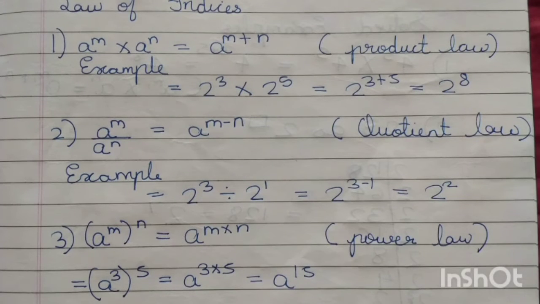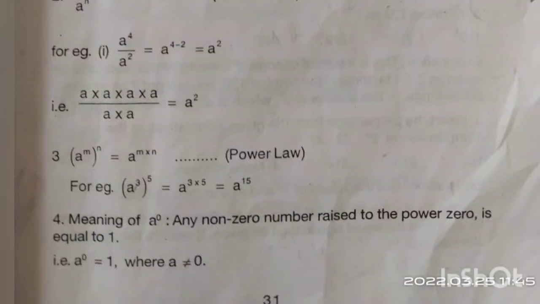Like 2 to the power 3 divided by 2 to the power 1. Bases are the same, 2 and 2, just the exponents are different. In the first number the exponent is 3 and in the second number the exponent is 1. So the base stays 2 and the exponents are subtracted, that is 3 minus 1, giving 2 to the power 2. I hope you understood. Now the third is the power law.